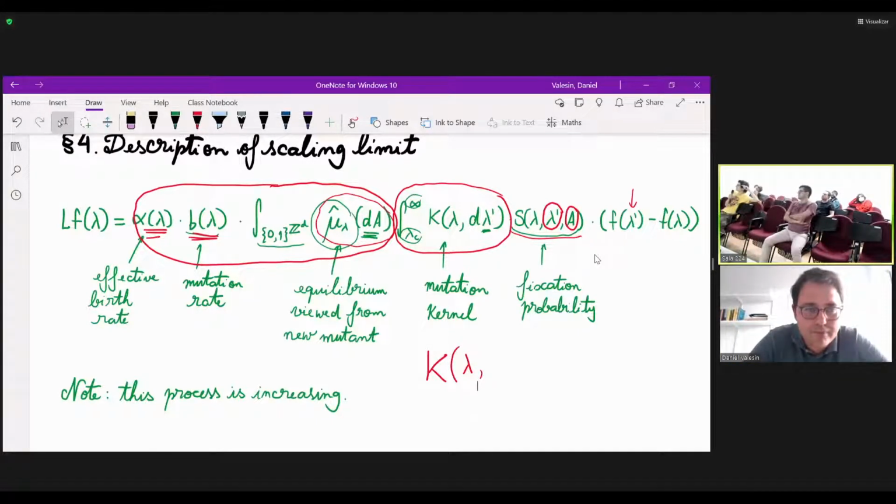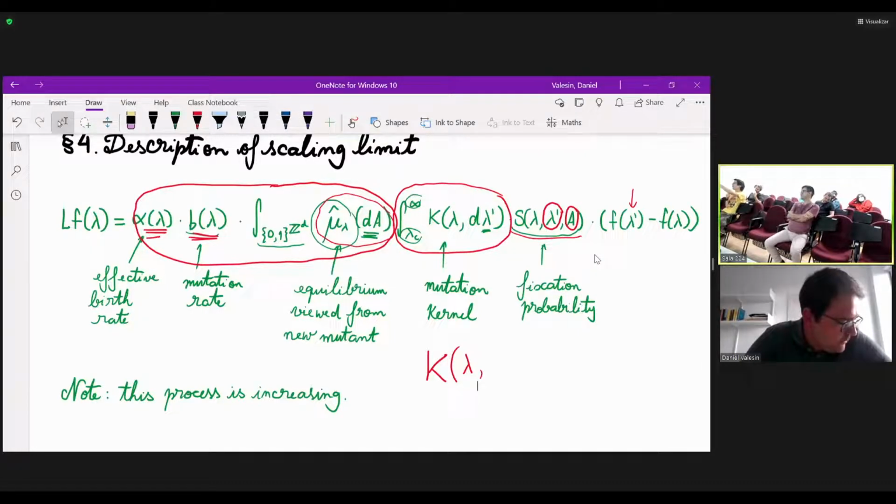Okay, but I would say that as a corollary from your result, you would get that this thing has to be 0. Maybe not for all A, but mu hat almost surely, right? Because if not, the process wouldn't be increasing.